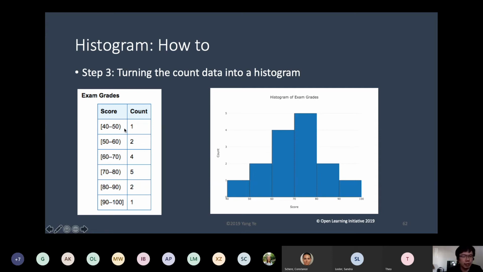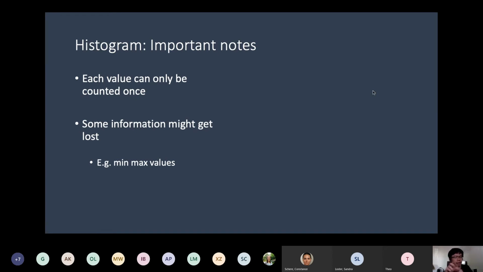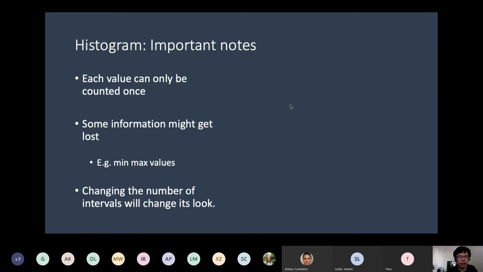Notice that these intervals are exclusive, as shown by the parentheses. So 50 will go to the second bin instead of the first bin, right? So there you have it, a histogram. A couple of important notes: each value can only be counted once. Some information gets lost because you're binning, creating intervals. So you don't get to know exactly which values are in each interval. All you get is a count, right?